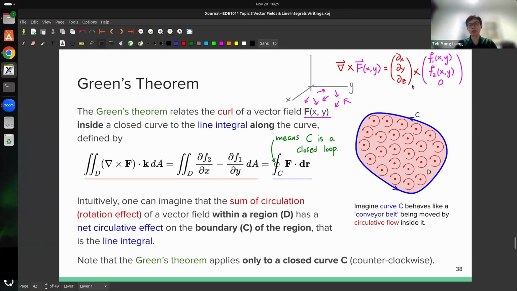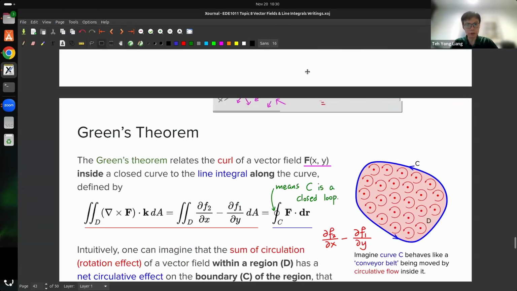Then you look at this cross product. If you look at this cross product, you notice that you are going to get this result. So this is going to be del x operating on F2. So this becomes del F2 del x minus del F1 del y. So this is the curl. Is that all right? And I just wrote this in the z component. Okay, hold on, let me move this.